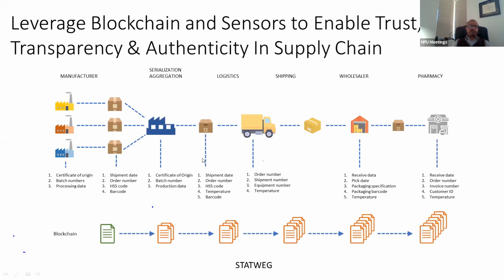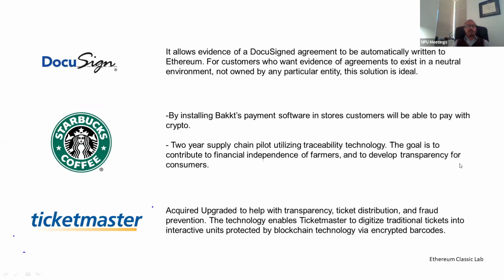Supply chain is a famous application. You go through the blockchain and you document every single change down the road. When you get to the end of it, you can just look at it. Nobody will change it. Nobody will touch it. And if what you have is different from whatever is on the blockchain, you know that something happened along that path. DocuSign is using blockchain to confirm the data. Once you sign it, it's fixed. It's immutable. Nobody can change it. Starbucks is using it for payment and also for tracking the coffee from the farms to the stores. And Ticketmaster is doing the same thing.